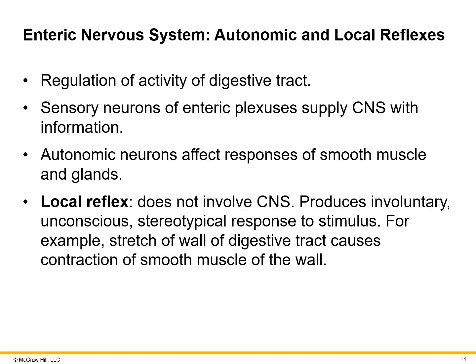All right, now if we look at these autonomic and local reflexes, the enteric nervous system is regulating the digestive tract. The sensory neurons of the enteric plexus supply information, and then there are autonomic responses to the smooth muscle and the glands. So they have a local reflex, and that local reflex does not involve the CNS. This is an involuntary, unconscious, stereotypical response, like the stretching of the wall that causes contraction of the smooth muscle of the wall.